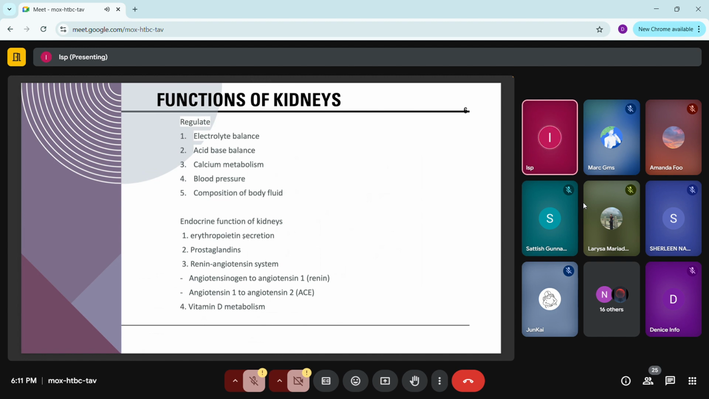Another endocrine function of the kidney is its important role in the RAS, the renin-angiotensin system. It helps to convert angiotensinogen to angiotensin 1 and also angiotensin 1 to angiotensin 2. All these are important for vascular contractility and also blood pressure control. And it also plays a role in vitamin D metabolism.